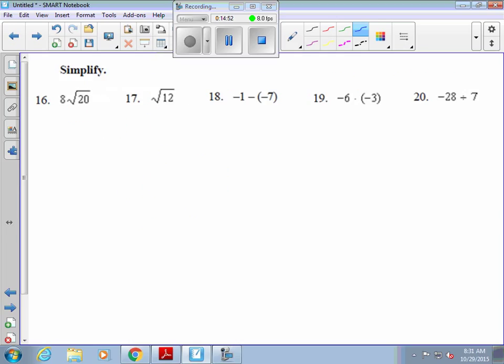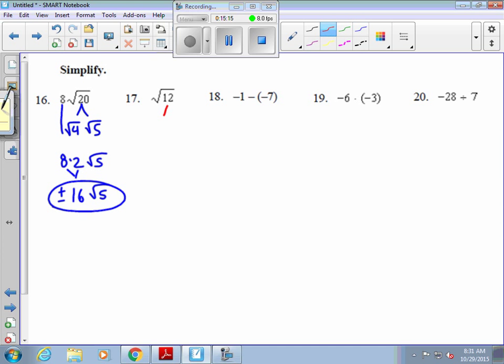8 times the square root of 20. There's a perfect factor in 20, 4 multiplied by 5. So this is 2 times the square root of 5. Bring this 8 down. That's what people forget. It multiplies by 2. 16 times the square root of 5. And again, that'll be both positive and negative for both of those. 16 times the square root of 5. Same perfect factor in 12. 4 again. Except this time it's times 3. 2 is the square root of 4 times the square root of 3. And again, both positive and negative 2 square root of 3.